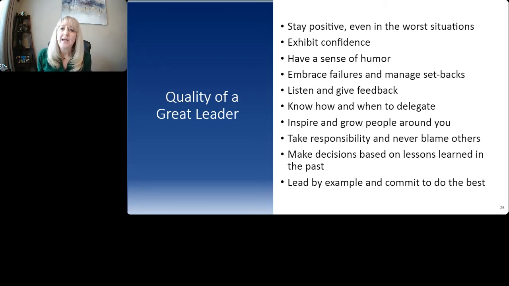If you can't go on vacation for a week, and your whole department falls apart, then you need to relook at your leadership strategies and see if you're empowering people, because I can guarantee you have someone in your department that wants to take parts of those responsibilities off your plate. They have that fire and desire. Inspire and grow those people around you and take responsibility, never blame others, make decisions based on lessons learned in the past.